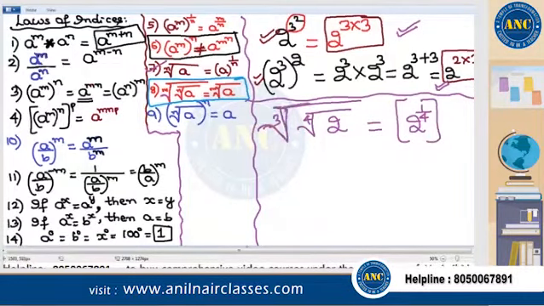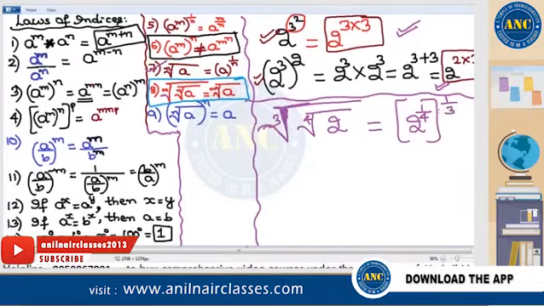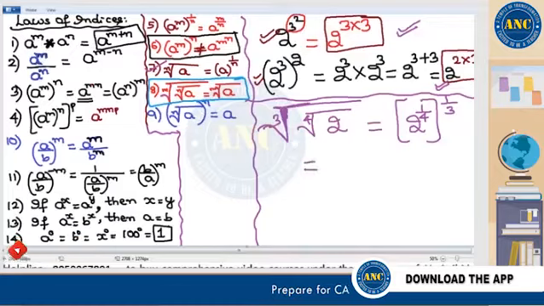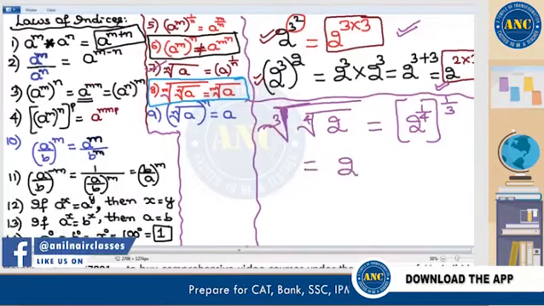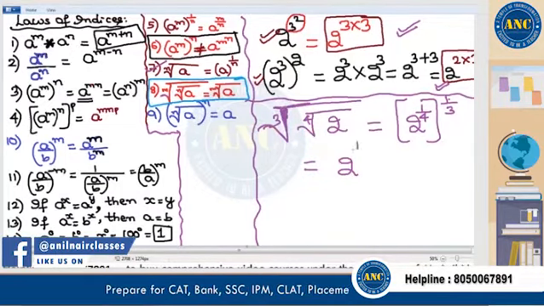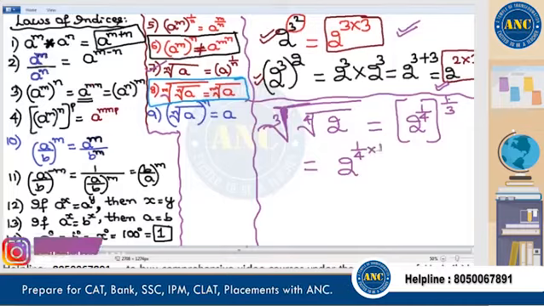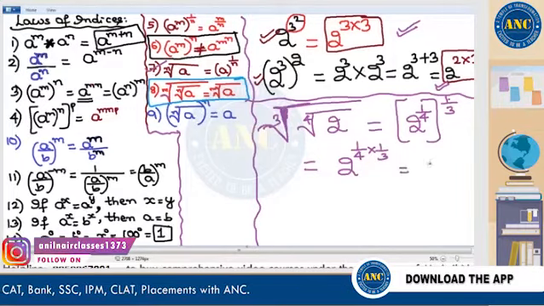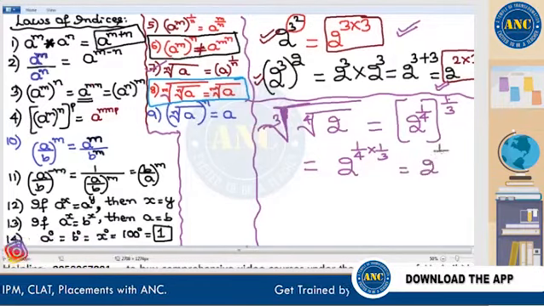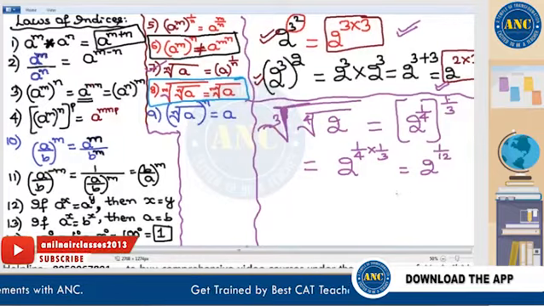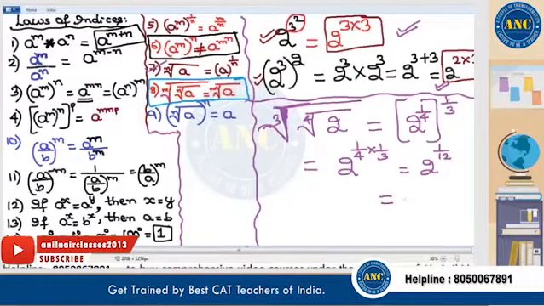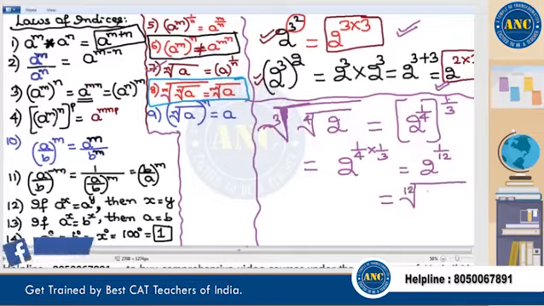Cube root is nothing but power 1 by 3, right? Now I can say that (a power m) whole power n is a power m into n. It is 1 by 4 into 1 by 3. This is 2 power 1 by 12, right? 2 power 1 by 12 can be written as the 12th root of 2.